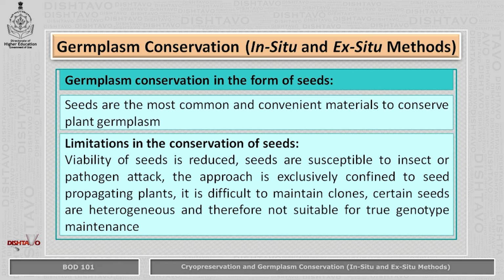Limitations in the conservation of seeds. Viability of seeds is reduced. Seeds are susceptible to insect or pathogen attack. The approach is exclusively confined to seed propagating plants, and therefore it is of no use for vegetatively propagated plants. It is difficult to maintain clones. Certain seeds are heterogeneous and therefore are not suitable for true genotype maintenance.